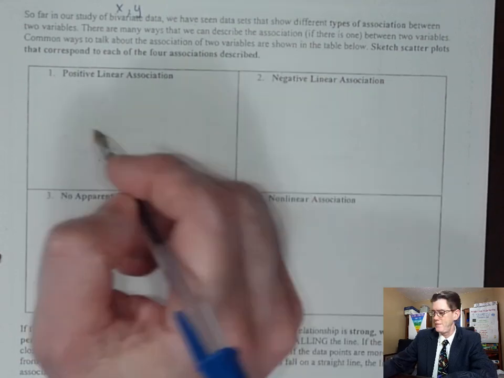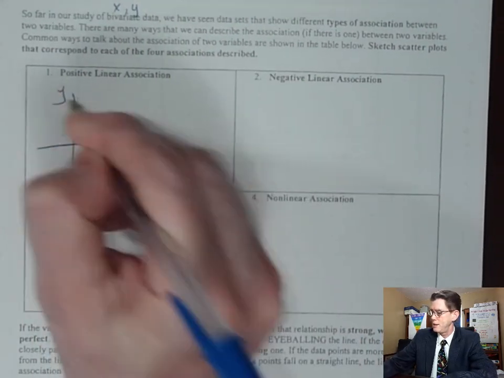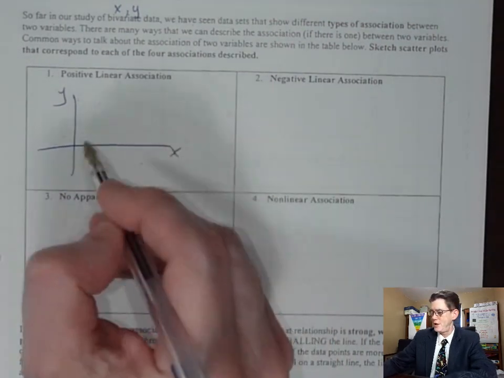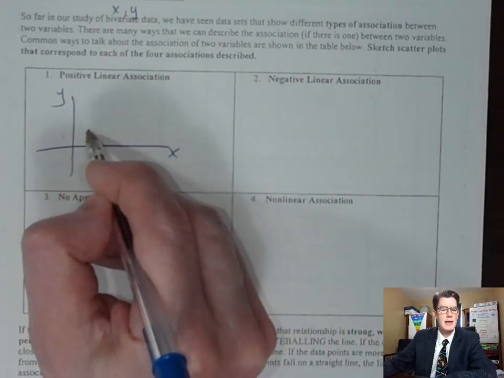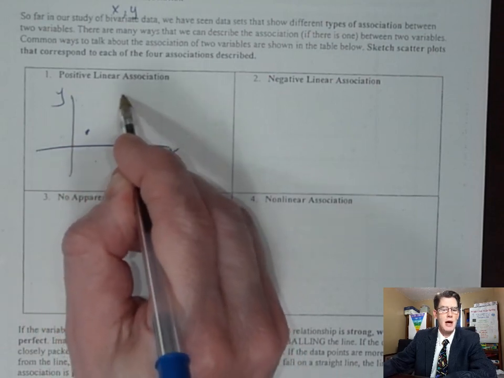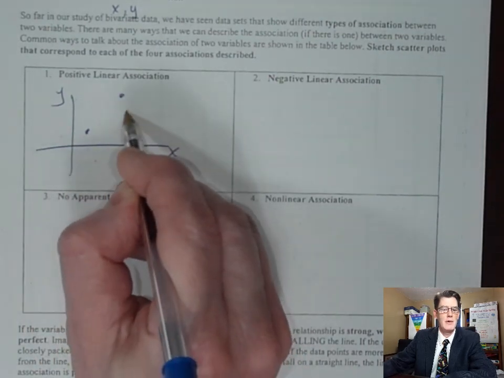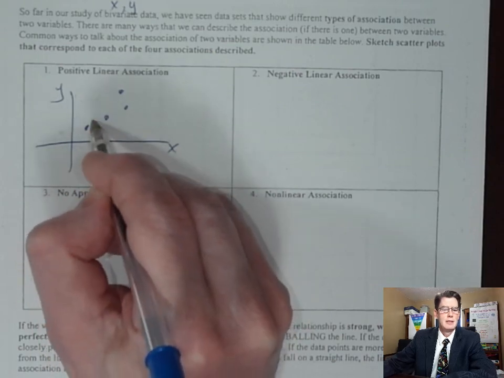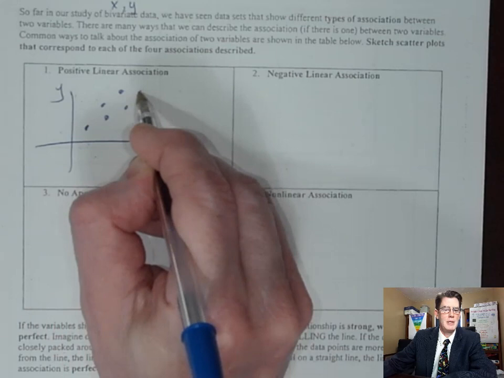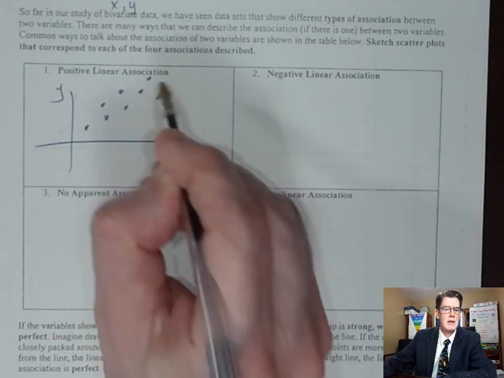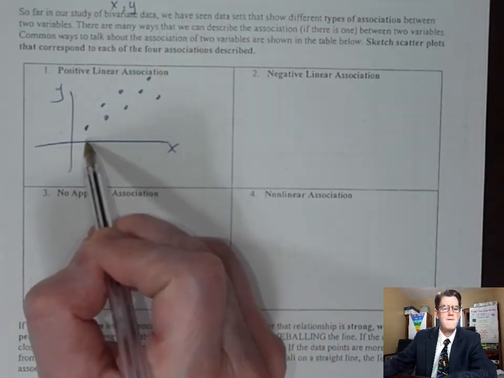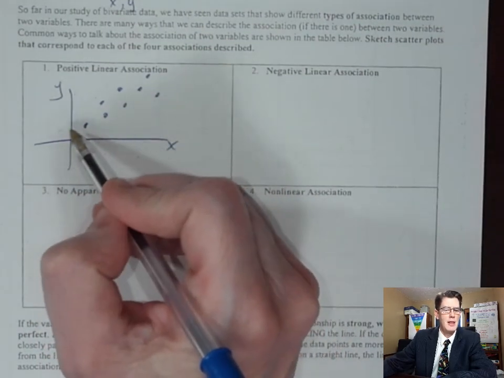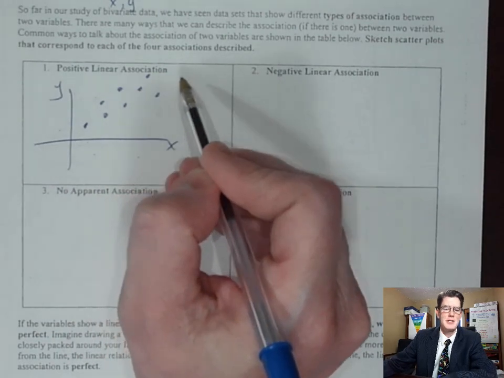Positive linear association. If you have an xy plane, a Cartesian grid, with the xy axes, and let's say that for a certain x here, the y is right there. Maybe for another x, you've got a y up here. Maybe for another x, you've got a y right there. You can see that as one variable goes up, the other variable goes up as well. You can almost draw a line that goes through. It's not a perfect line. This isn't a perfect association.